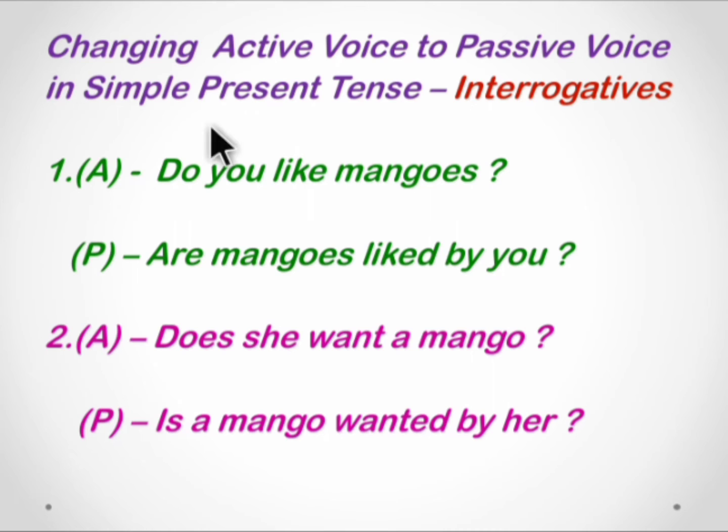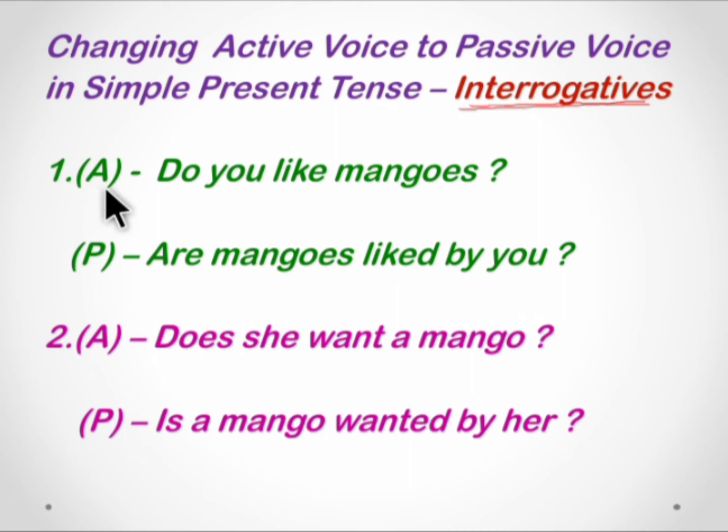Next, changing active voice to passive voice in simple present tense, that is interrogative sentences. Interrogative sentences are sentences which ask questions. In active voice, do verbs are used to frame interrogative sentences, and in passive voice, be verbs are used to frame interrogative sentences. We use do verbs in active voice and be verbs in the passive voice.